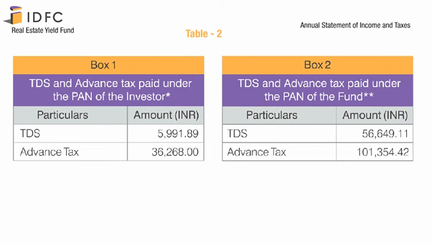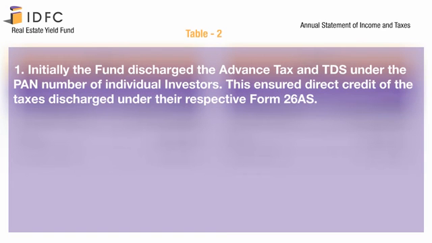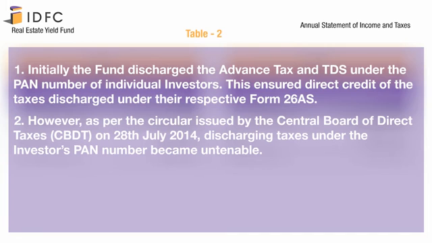Now let us move on to Table 2. As explained in our earlier communication, initially the fund discharged the advance tax and TDS under the PAN number of individual investors. This ensured that all investors got a direct credit of the taxes discharged under their respective Form 26AS. However, subsequent to a circular issued by the Central Board of Direct Taxes (CBDT) on 28 July 2014, our earlier approach of discharging taxes under the investor's PAN number became untenable.